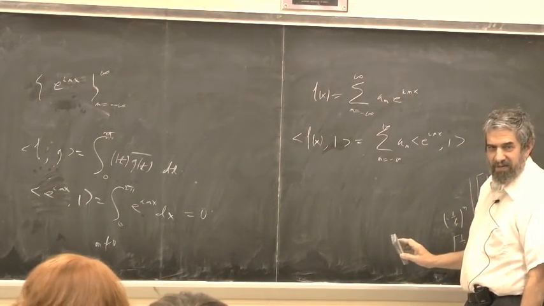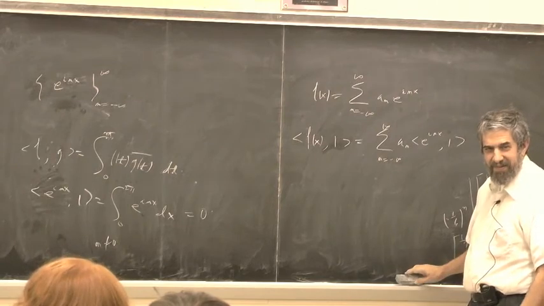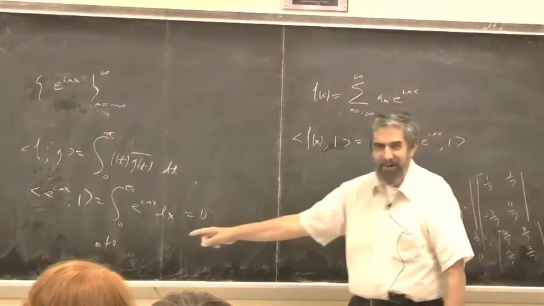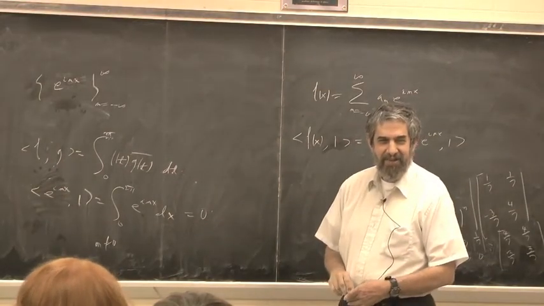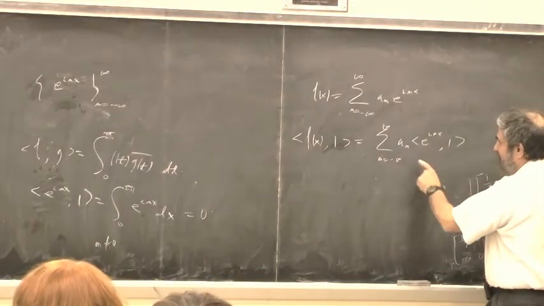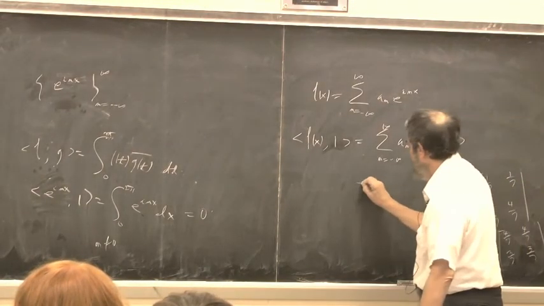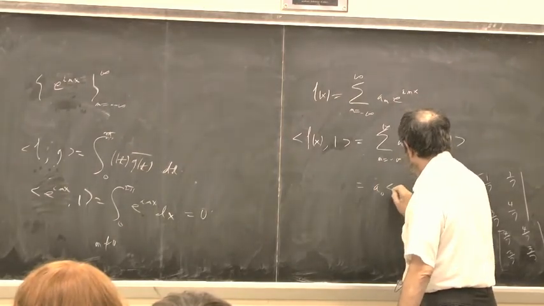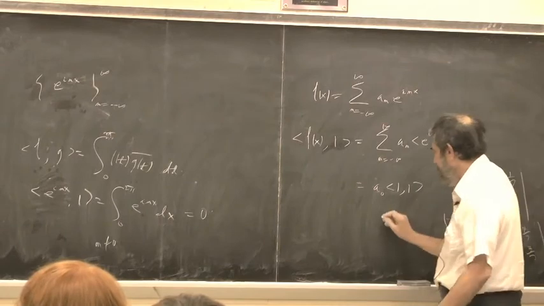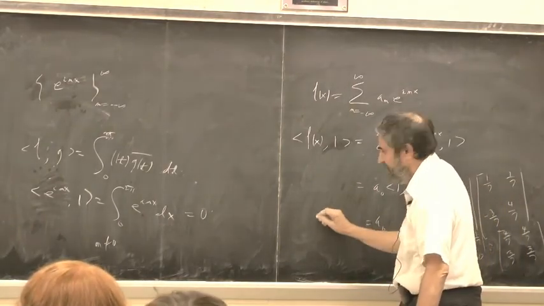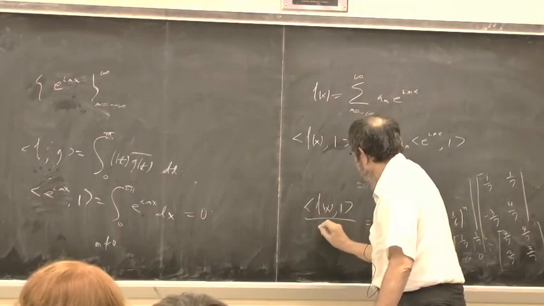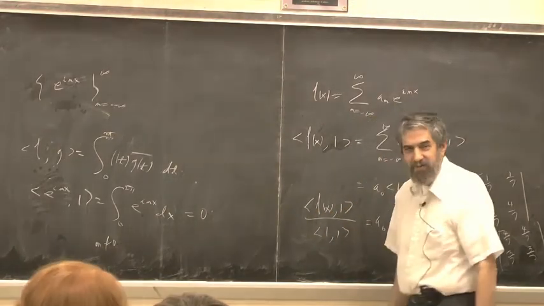I'm skeptical. Well, no. It's not 0 when n equals 0. So the only term that survives here is the term when n is equal to 0, right? So basically what we get is a sub 0 times the inner product of 1 with 1. Well, that's what a sub 0 is. It is the inner product of f of x with the function 1, divided by the inner product of 1 with 1.